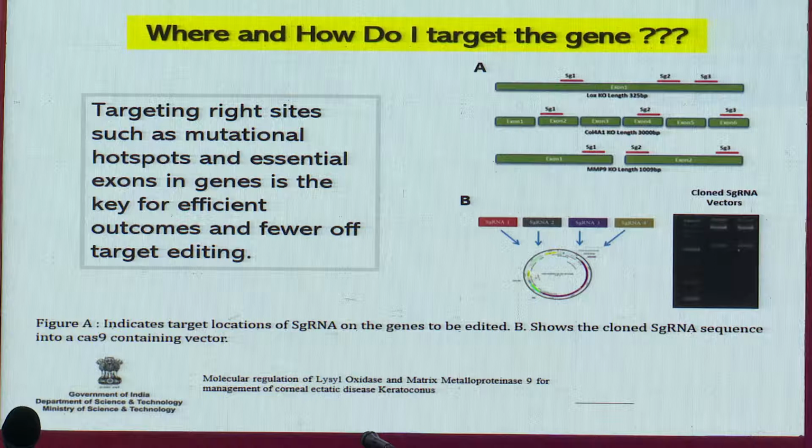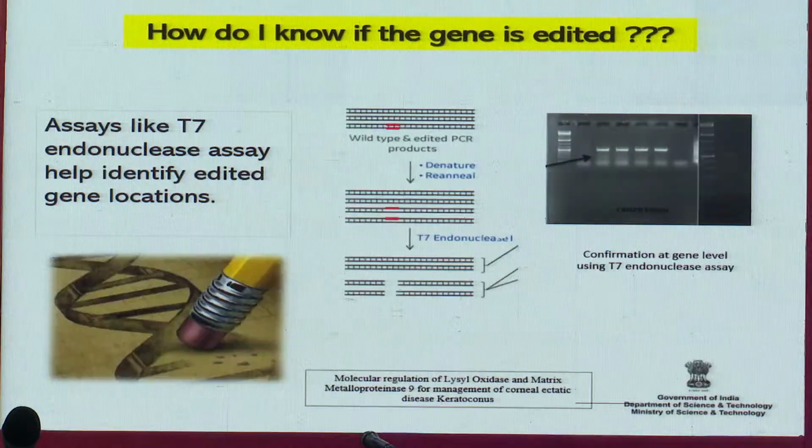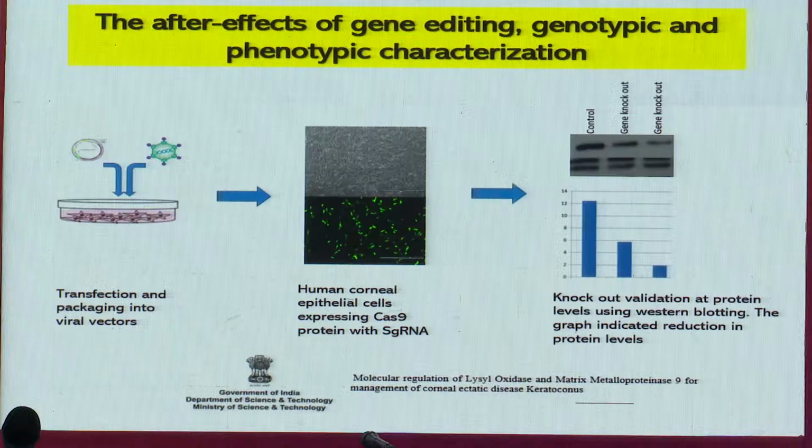In the lab, we are also trying to target the right sites, such as mutational hotspots and essential exons in the genes, for a precise outcome. So how can we be sure that the gene is edited? Assays like the T7 endonuclease assay help to identify the precise gene location. Now this is the interesting part of the study, where the after effects of gene editing, like genotyping, phenotyping and validation at the protein level, are also being done in the lab.